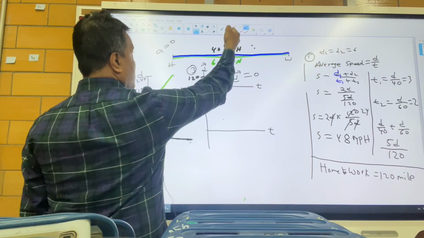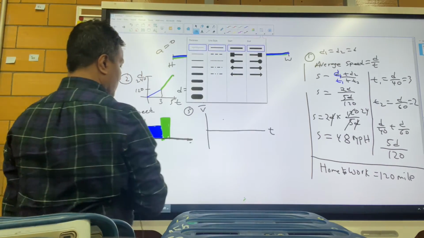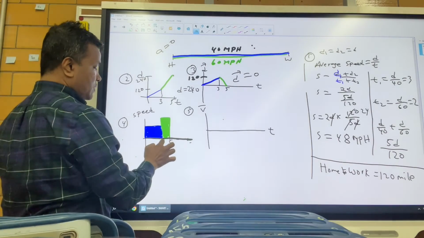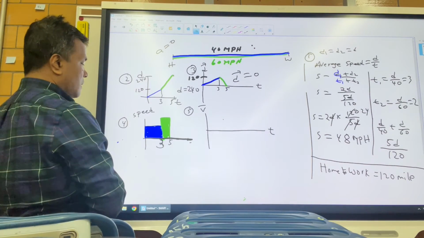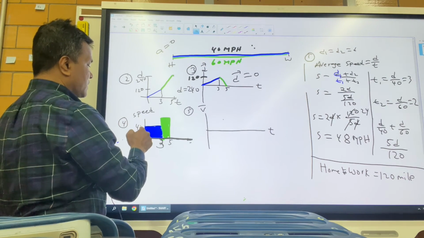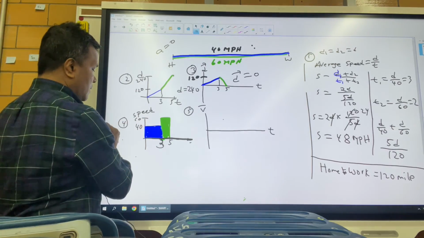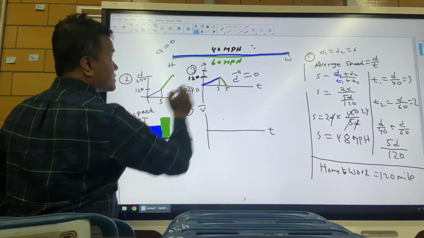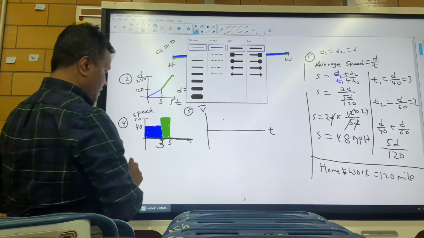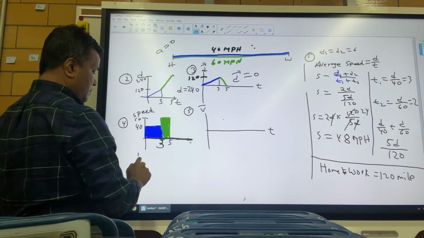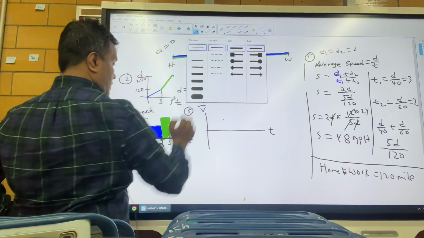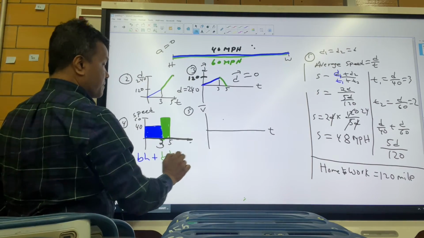Okay, so now let's put some points. So this is 2, this is 5, this is 3, and this is 5. And this one is speed, this one is of course 40, and this one is 60. Now let's do the blue first. The blue is BH, and the green is also BH.